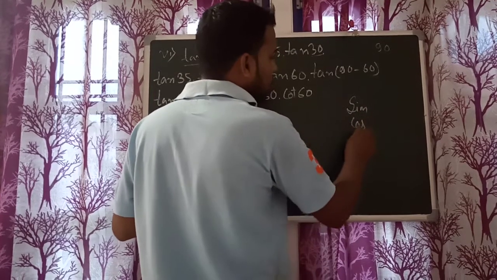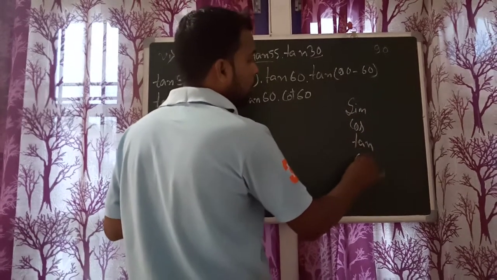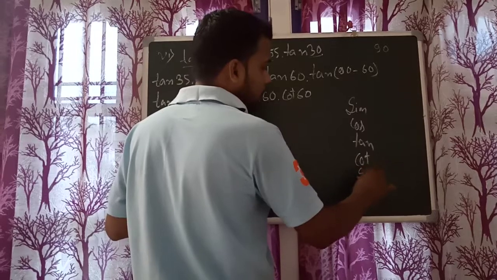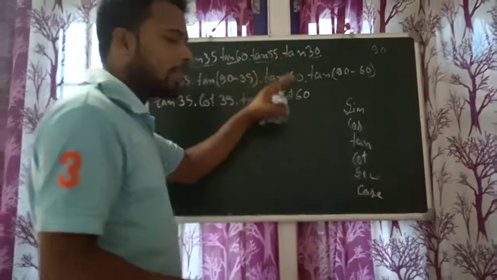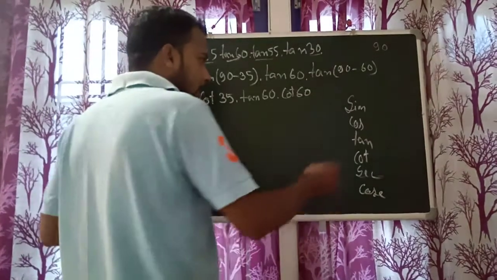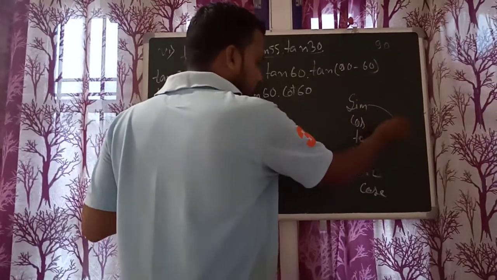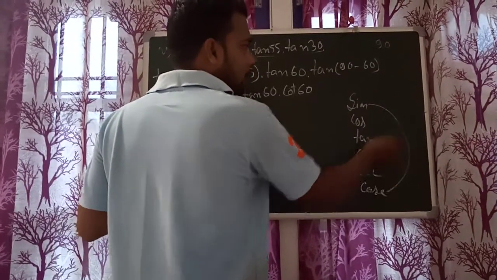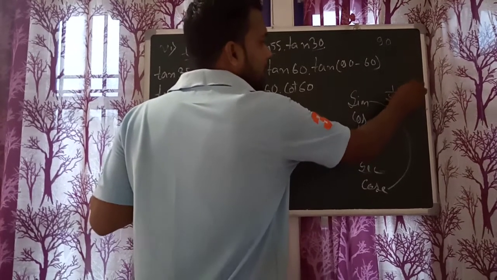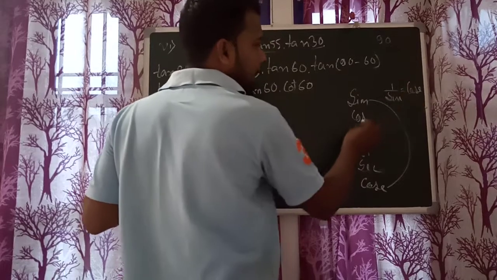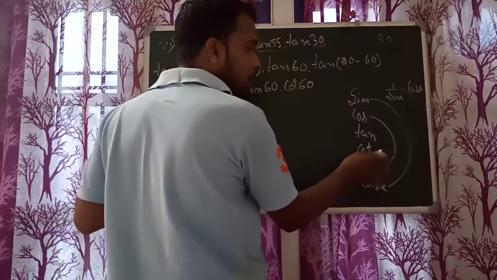Sin, cos, tan, cot, sec, cosec. Then this relation is between sin and cosec. That means 1 by sin theta is equal cosec theta. 1 by cos theta is equal sec theta.